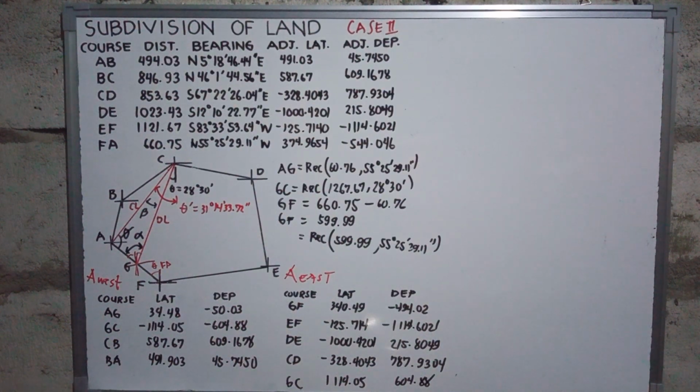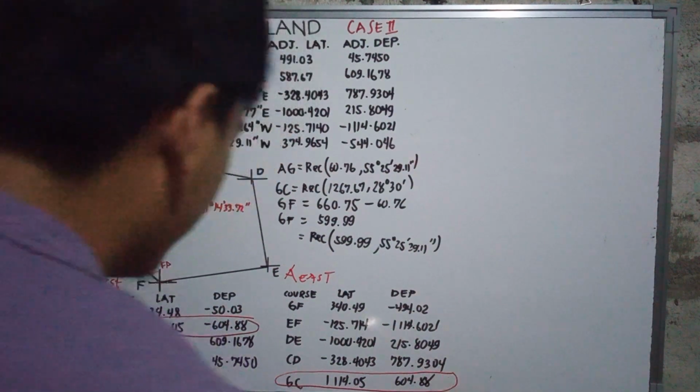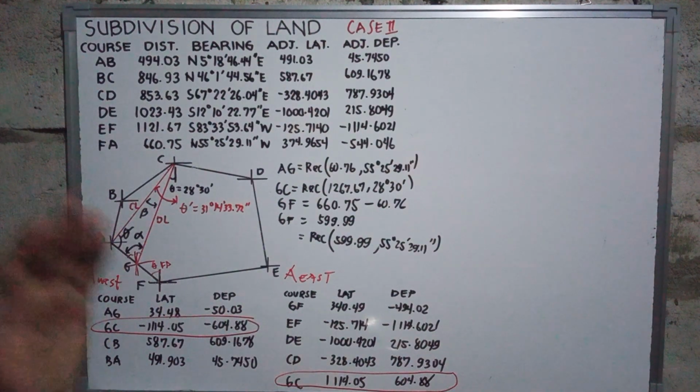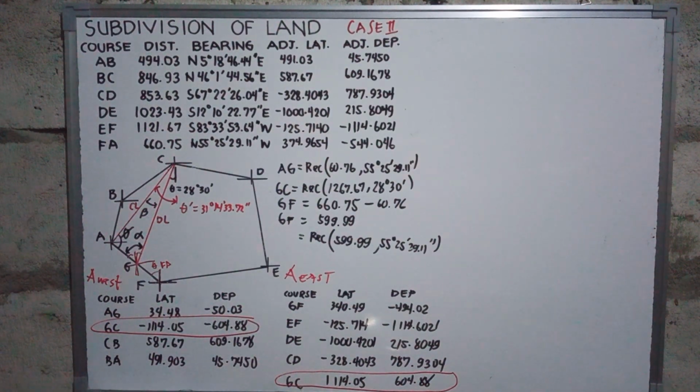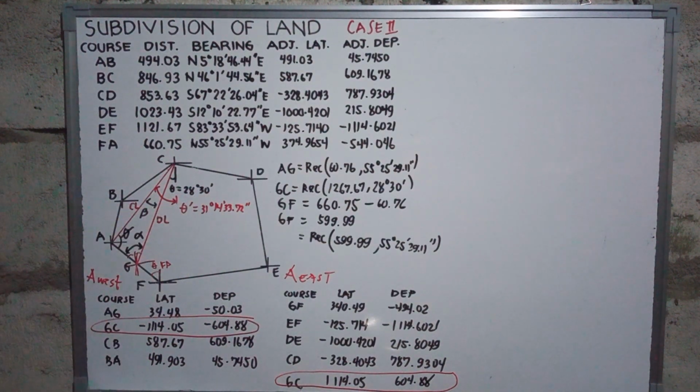So, if you notice in the given tabulated values between area east and area west, our dividing line, which is GC, here in area west, and the value of the latitude and departure here in area east, you will notice that they have the same numerical value but different sign. Because what happened here in area west is we really used the southwest value. Right? Our bearing is 28 degrees 30 minutes southwest.